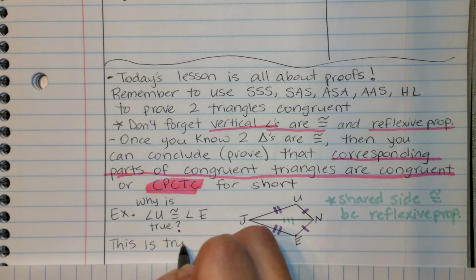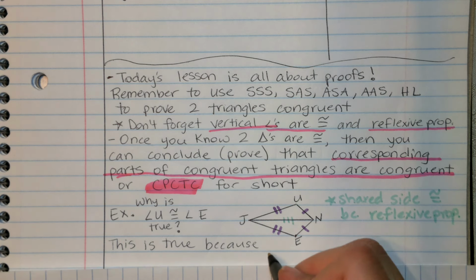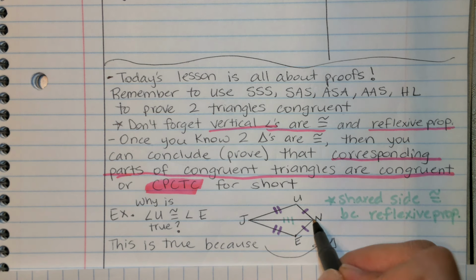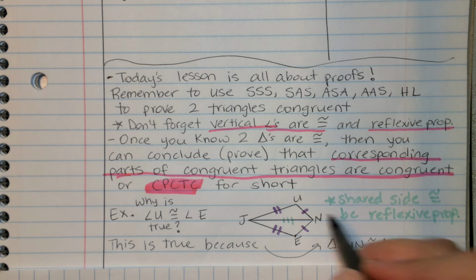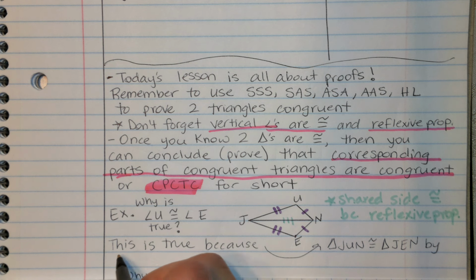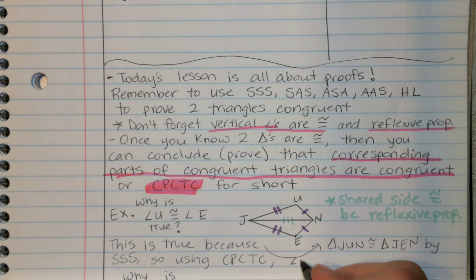This is true because, I don't have that much room, I'm going to just skip to here. Triangle, I'm going to name them now, and I have to name them in the correct order. So I'm going to say JUN. Triangle JUN is congruent to triangle JEN, keeping them in the correct order, by side, side, side. So using CPCTC, corresponding parts of congruent triangles are congruent, angle U is congruent to angle E.